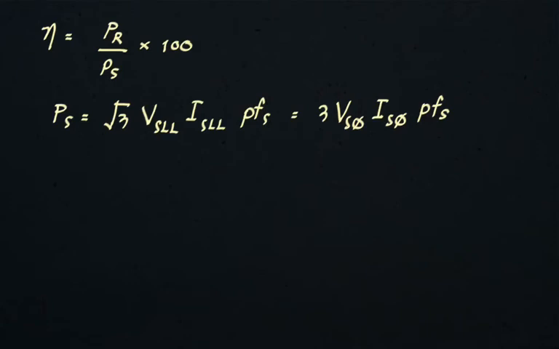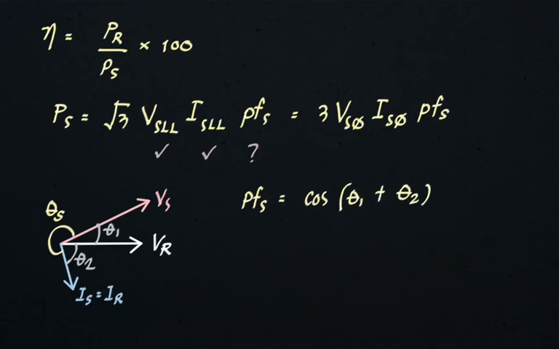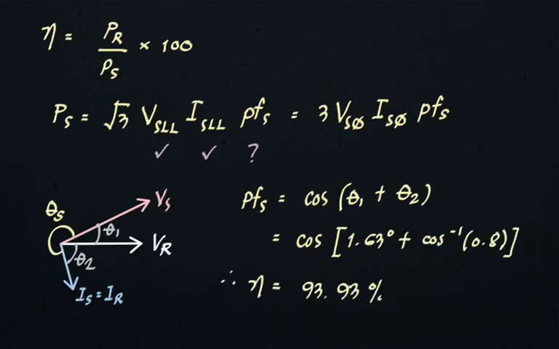And then we have to get the power factor of the sending end. So again, write the phasor diagram: this Vs is at theta 1 from VR, and your Is, which is equal to IR, is at theta 2 from VR. The angle between Vs and Is is your theta S. So there is no problem in getting the power factor of the sending end. With this, we get an efficiency of 93.93%.